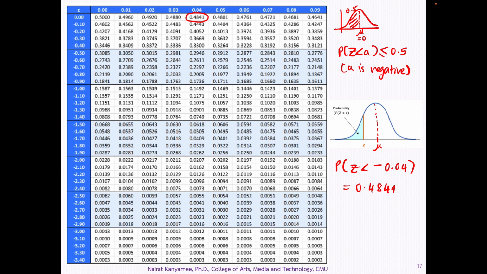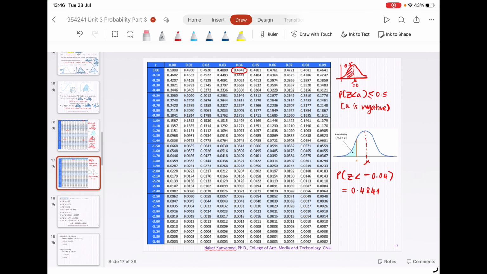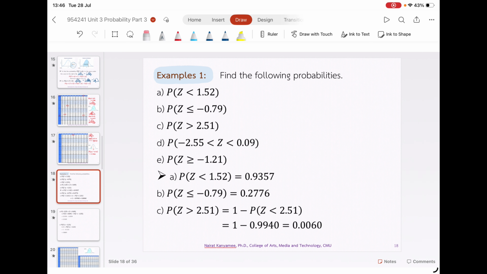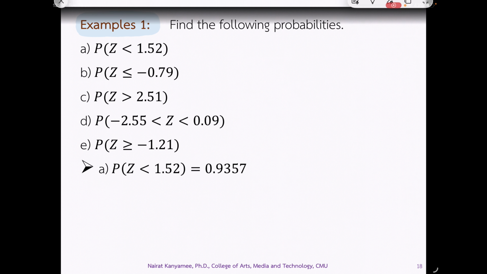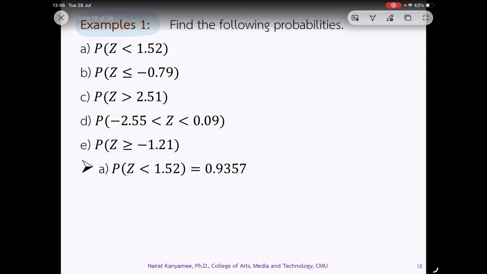All right, now let's see an example. Here we are looking for the probability from a to b, right. Now we were working with the standard normal distribution with z. Let me change the color of the ink.